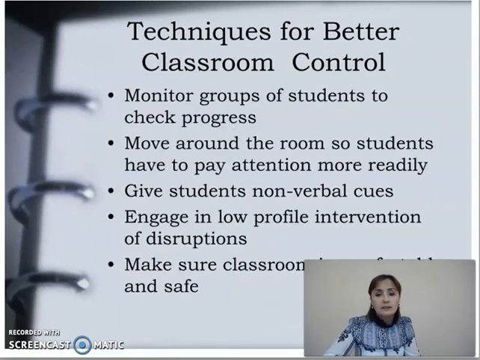The next technique for better classroom control is to monitor groups of students to check progress. It's very important, but how should we do it? How should we monitor the classroom?